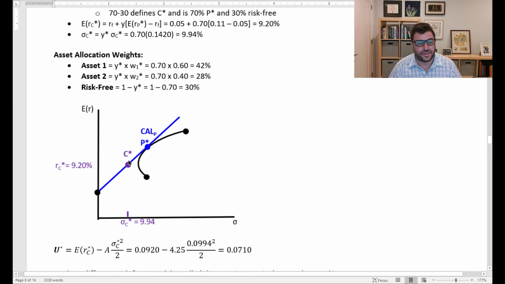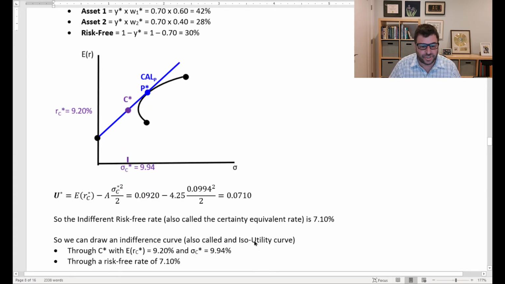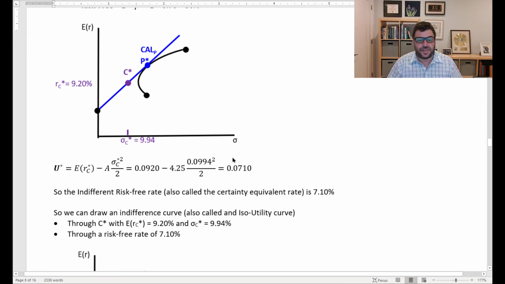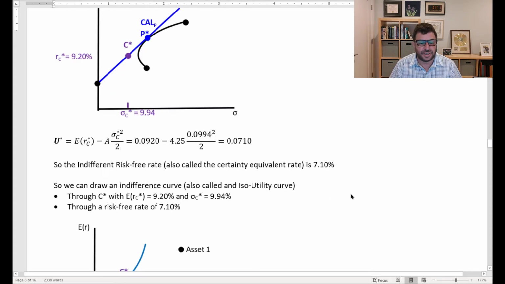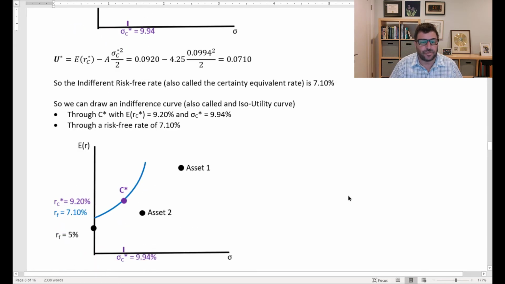And we can show that this portfolio actually also has a utility level of 0.710. We've designed our utility function so that the 7.10 is also the indifferent risk-free rate, also called the certainty equivalent rate of 7.10%. And so now I can draw an indifference curve, also called an ISO utility curve, through C star with a return of 9.2 and a risk of 9.94, such that we can demonstrate that we wouldn't have found this spot. I mean, here's the risk-free, here's asset 2, here's asset 1.